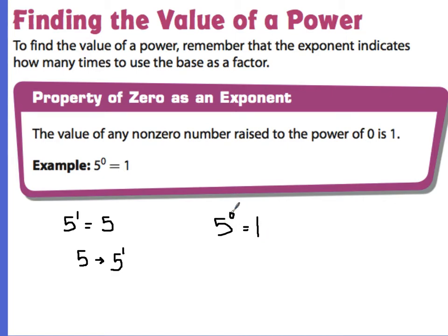Because it means you have 0 5s. And there's a whole lot more that goes with it. We're not going to get into that right now, so just trust me that it works. That 5 to the 0 power is 1.